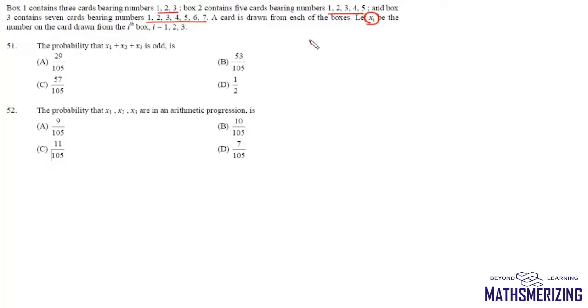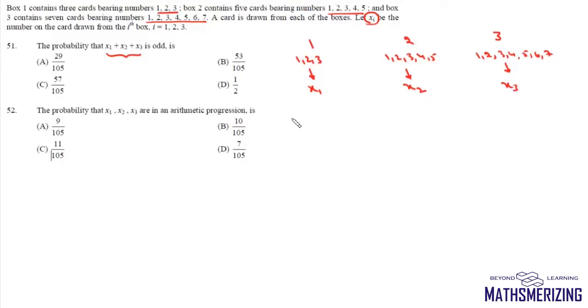Now we have 3 boxes, 1, 2 and 3. Now the first one we have 3 numbers, 1, 2, 3. Here we have 1, 2, 3, 4 and 5. And here we have 1, 2, 3, 4, 5, 6 and 7. Now from this one we have selected x1. Here we have selected x2. And here we have selected x3. Now first one is we need to find the probability that x1 plus x2 plus x3 is odd.